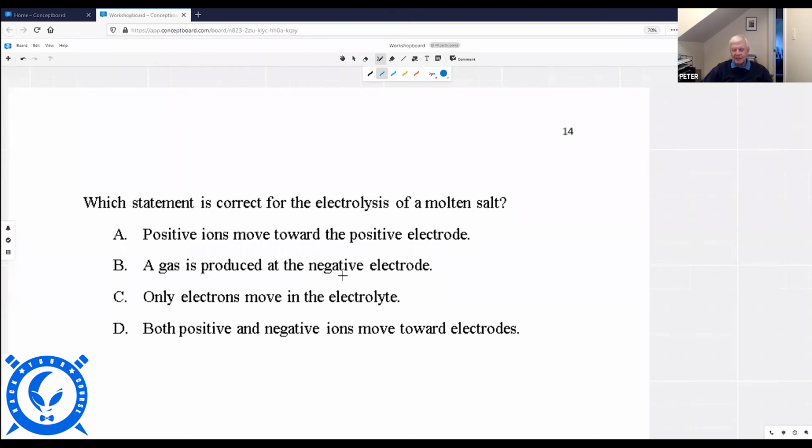A gas is produced at the negative electrode? No, because if you think of sodium chloride, the Cl minus has to be oxidized to give you chlorine gas, which happens at the positive electrode, which is the anode. And positive ions will not move towards the positive electrode. They will move to the negative electrode. So the correct answer is both the positive and negative ions move toward their respective electrodes. Positive ions go to the negative electrode, which is the cathode. Negative ions go to the positive electrode, which is the anode.